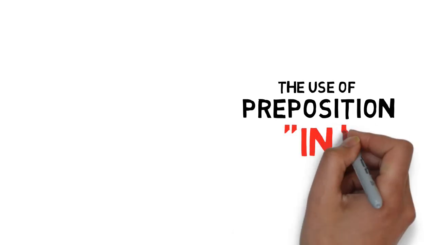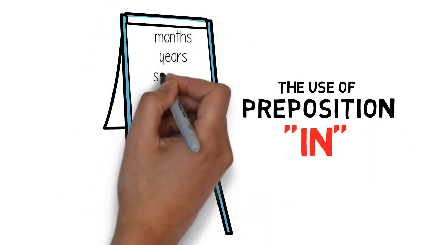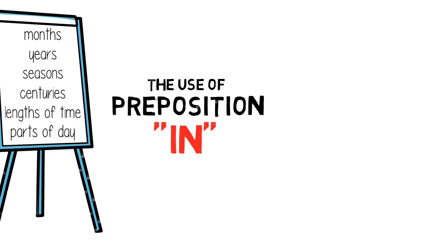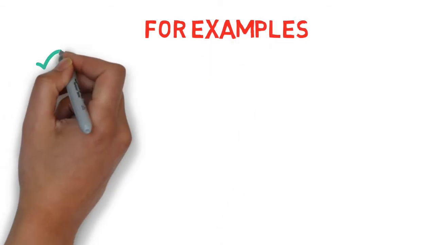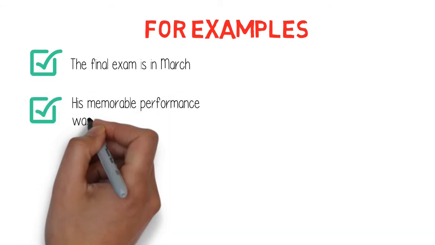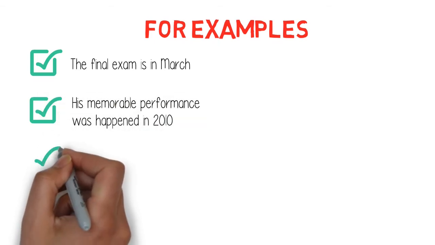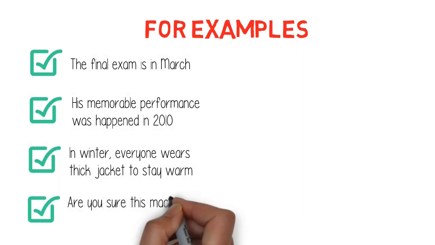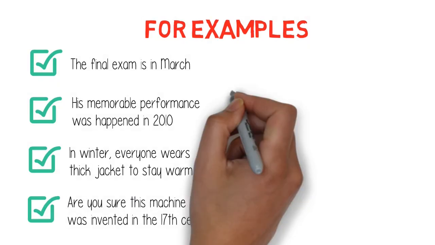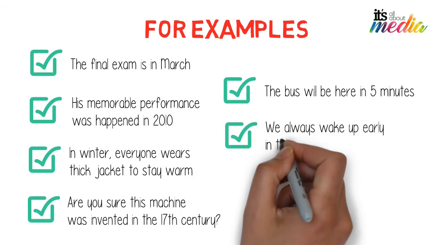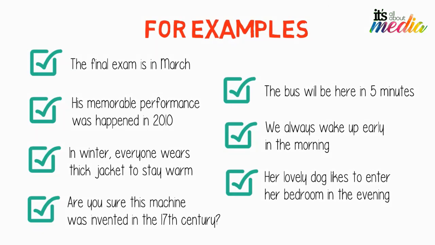The preposition of time in can be used for months, years, seasons, centuries, lengths of time, and parts of the day. The final exam is in March. That's next month. His memorable performance happened in 2010. In winter, everyone wears a thick jacket to stay warm. Are you sure this machine was invented in the 17th century? Prepare yourself. The bus will be here in 5 minutes. We always wake up early in the morning. Her lovely dog likes to enter her bedroom in the evening.